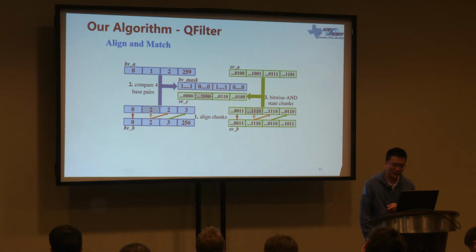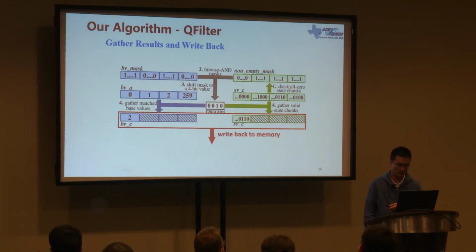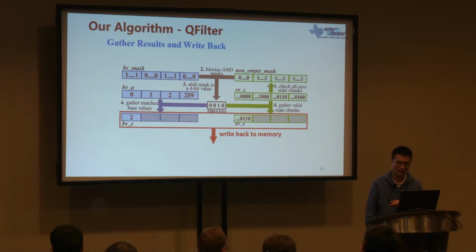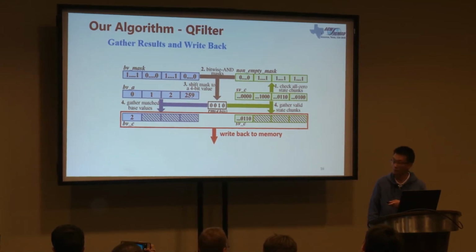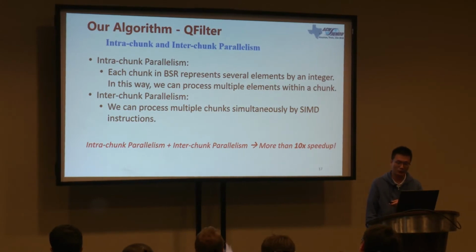After byte checking, we align the potential matches by rearranging base values in SIMD registers and compare them completely. Accordingly, we align the corresponding state chunks and intersect them by a SIMD bitwise and instruction. Finally, we collect the result base values and intersected state chunks and write back the result to memory. By combining our BSR encoding scheme and SIMD algorithm, we achieve data level parallelism at 2 levels, and our approach outperforms other SIMD algorithms by 1 order of magnitude.